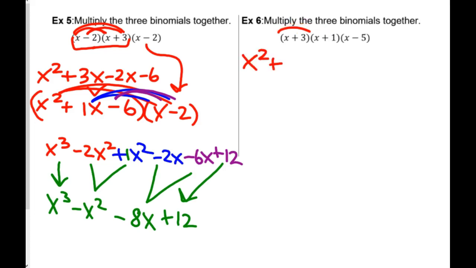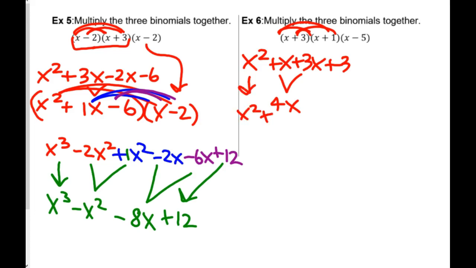X squared plus x plus 3x plus 3. Okay, so 1x plus 3x is 4x. Bring these down. Okay, and then bring this down: x minus 5. And now, that trinomial times that binomial, let's do it real quick.